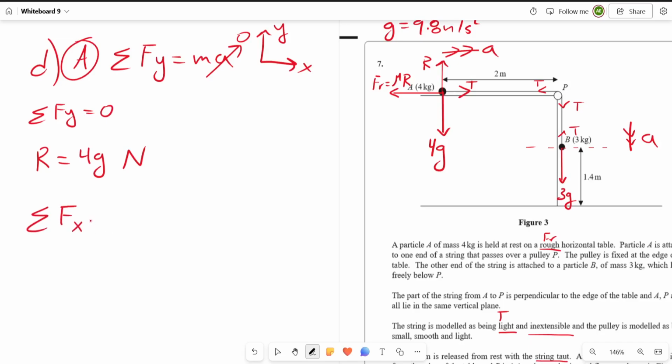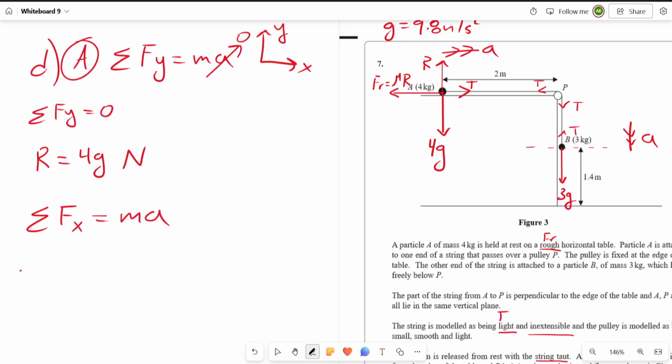Sigma Fx, sigma F in the x direction equals mass times acceleration. This time I have an acceleration value because I'm accelerating to the right. So this is no longer going to equal 0, it's going to equal an actual value. So let's see how we're going to do. Ask yourself, which direction should I take as positive, right or left? If you said right, you are correct, because that's the direction of acceleration. Any force to the right is positive, any force to the left is negative.